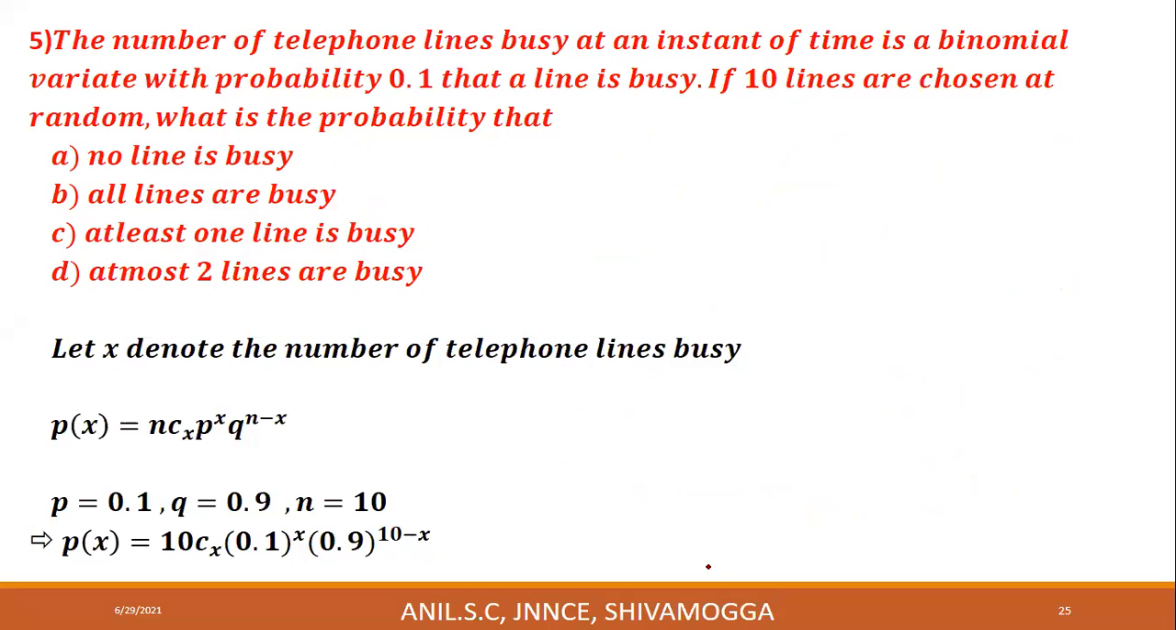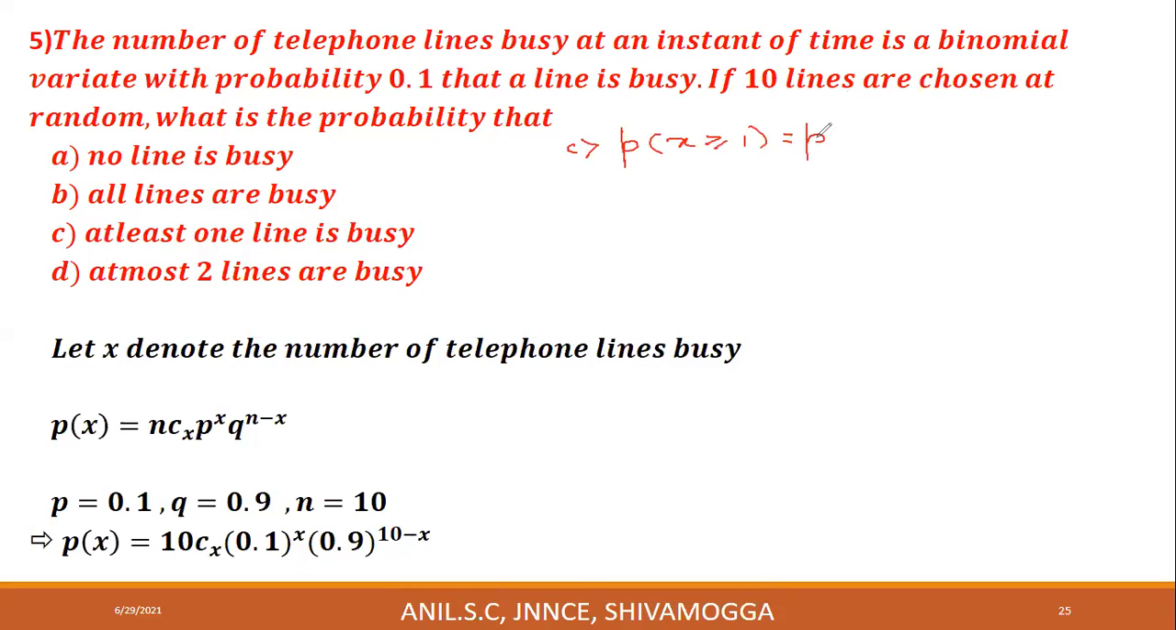Next, third one. Third case. What's the third case? At least one line is busy. How do you write that? At least one line means 1 is the least number attained by X. Therefore, X is greater than or equal to 1. X cannot take values which are less than 1. 1 is the least value attained by X.